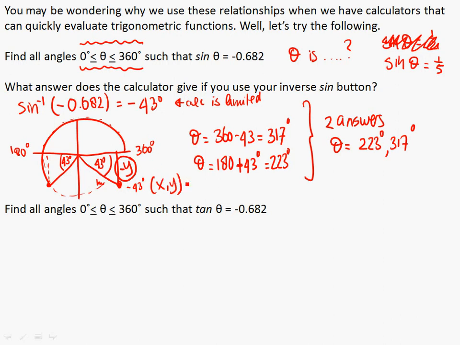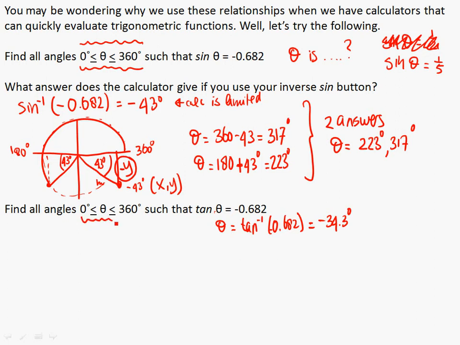So I'll do one more of these. So how do you solve for theta here? What do you need to do? I want to know what theta is. How do I find theta? You're given the ratio. You need to find the angle. Inverse tangent of negative 0.682, and that returns as your answer a negative 34.3 degrees.